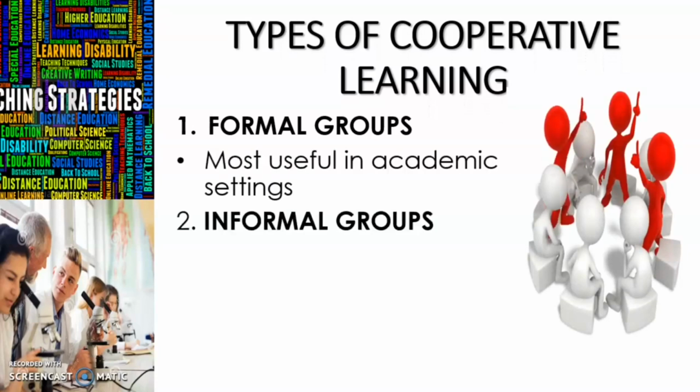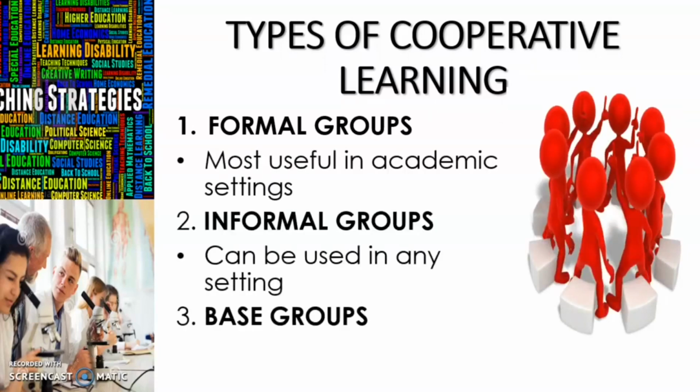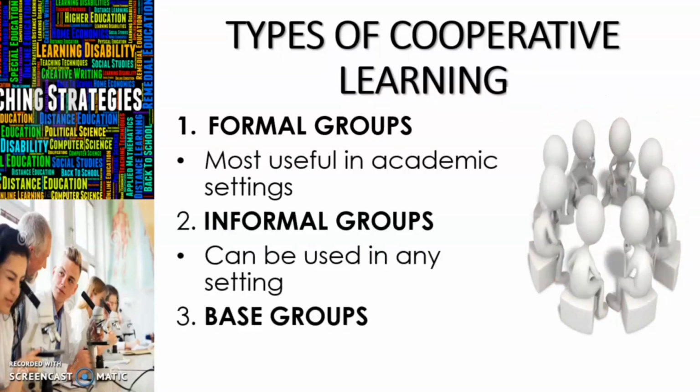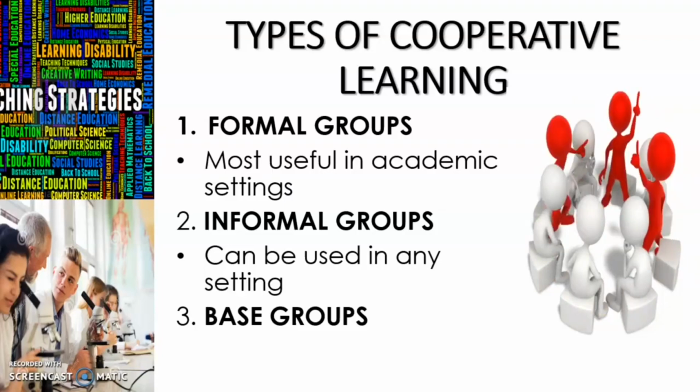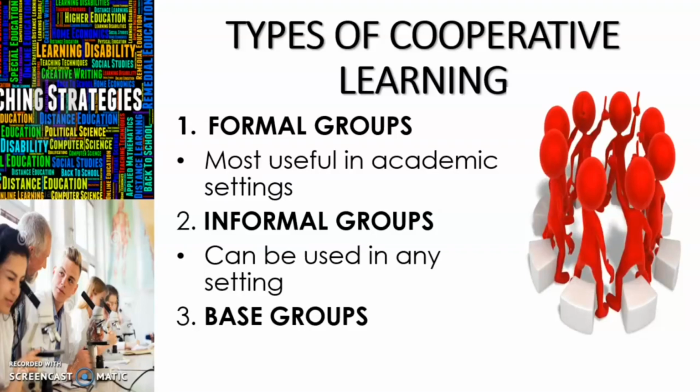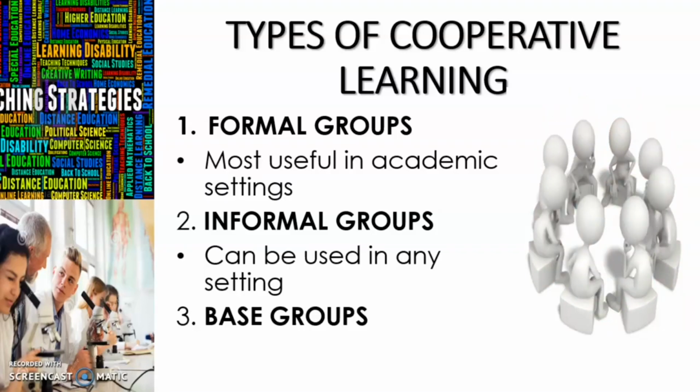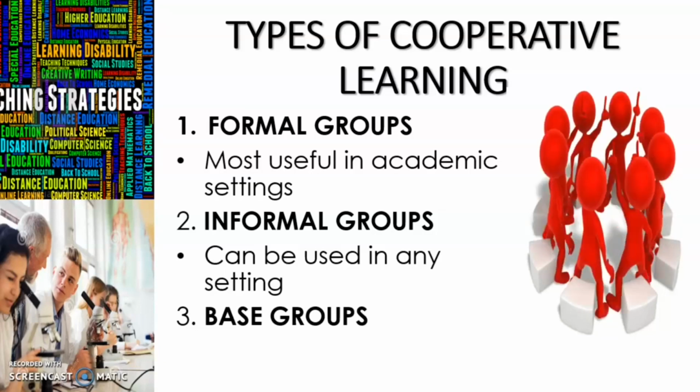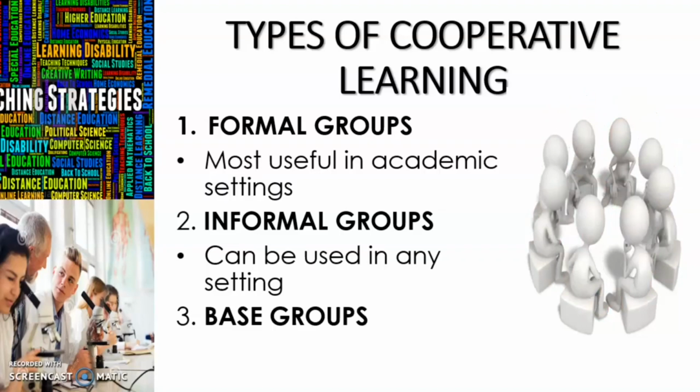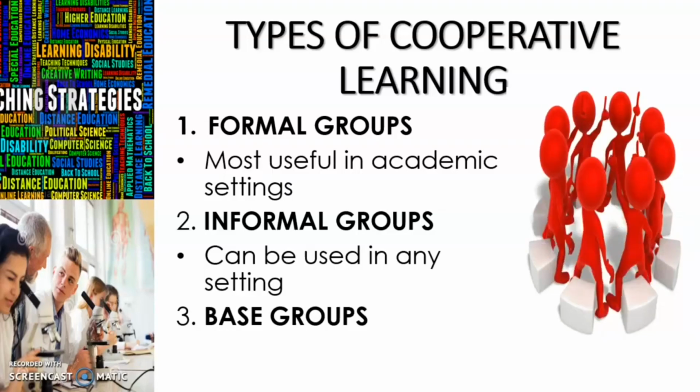Formal groups are most useful in academic settings. An example is during research and thesis. Informal groups can be done in any setting. An example is during patient education situations like teaching childbirth or proper breastfeeding to soon-to-be mothers. After teaching them or giving them lectures, you could group them into 4 and let them discuss among themselves what they have just learned from the given lecture.